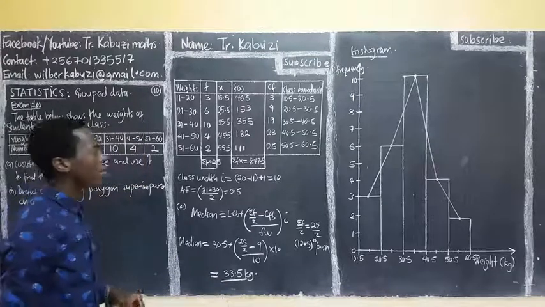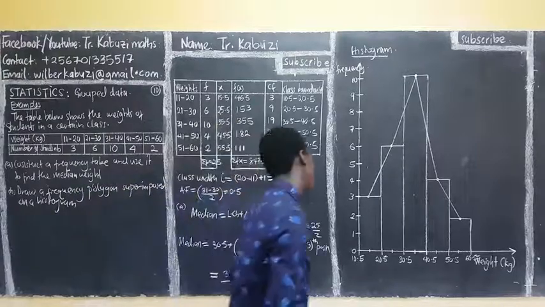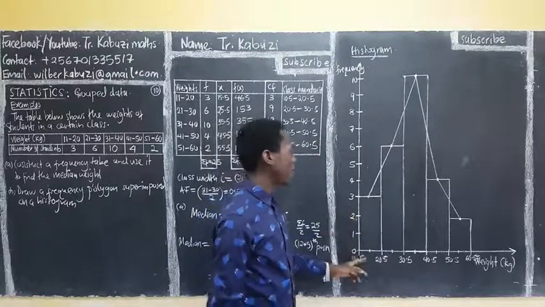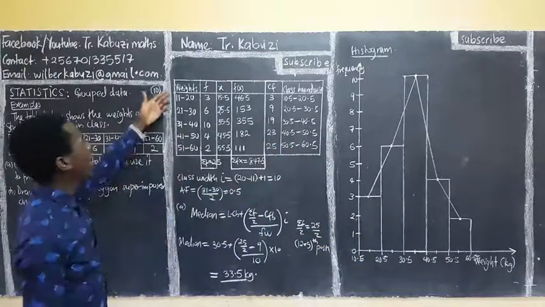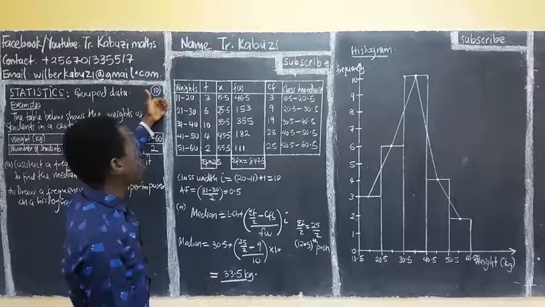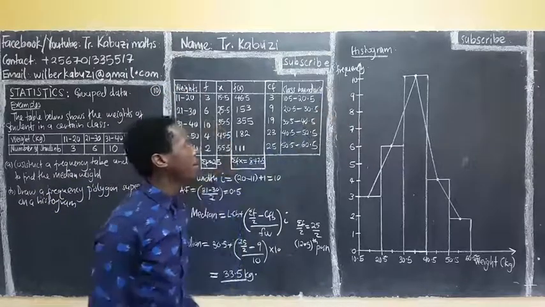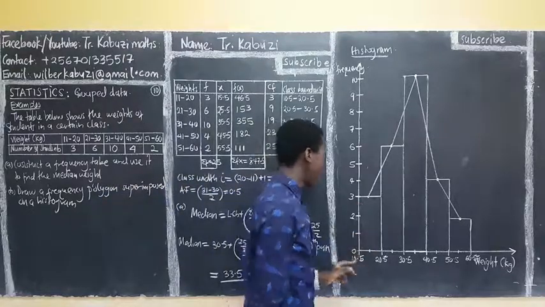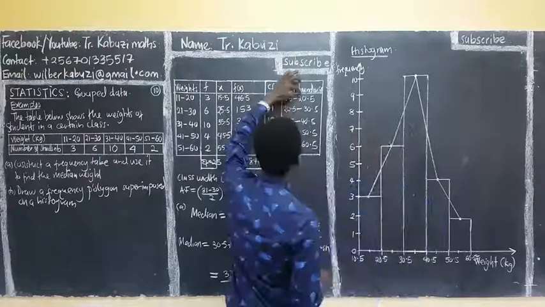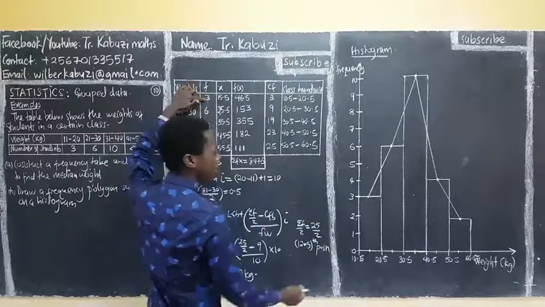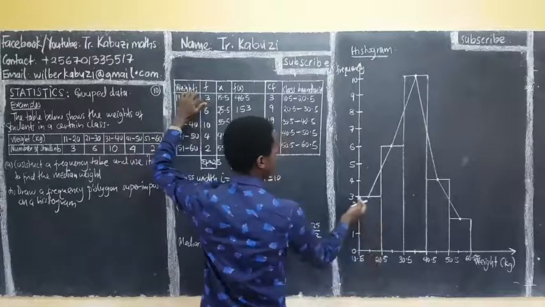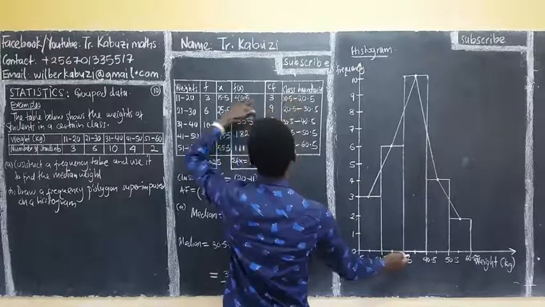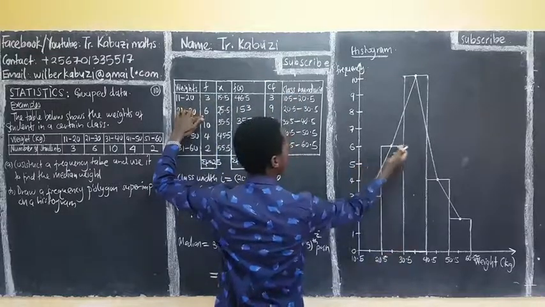Now to construct a histogram superimposed with a frequency polygon, you first construct a histogram. We use the weights here; if we had heights, their names we would put on the horizontal axis. Then here we put the frequency. Now we do a histogram from 10 to 20, where the frequency is 3. Then from 20 to 30, the frequency is 6.